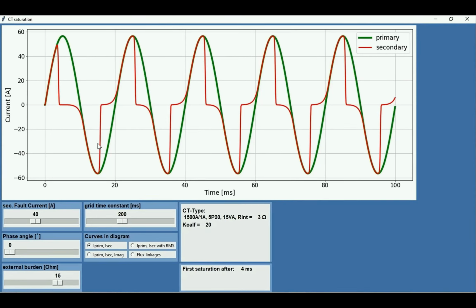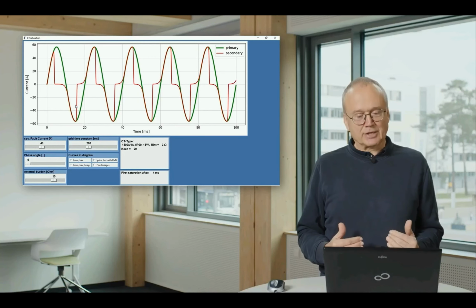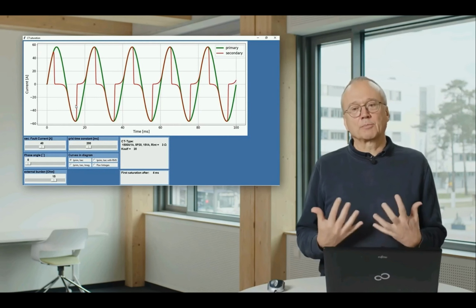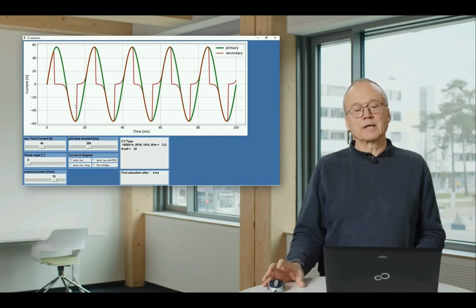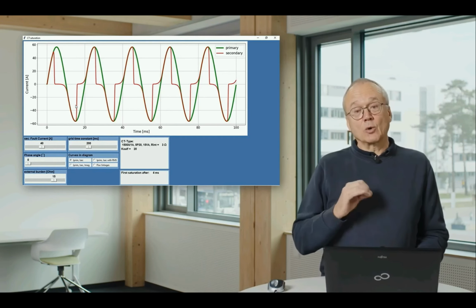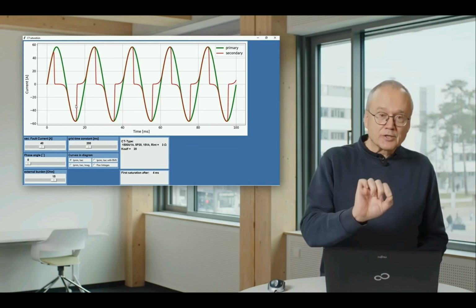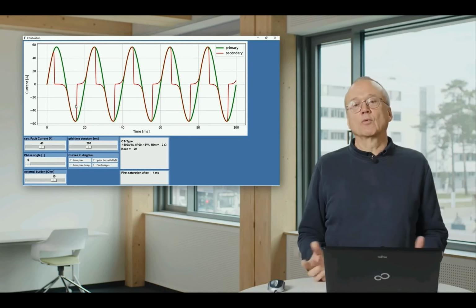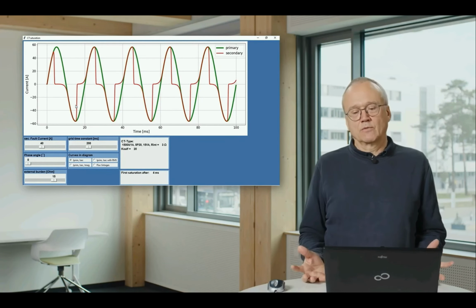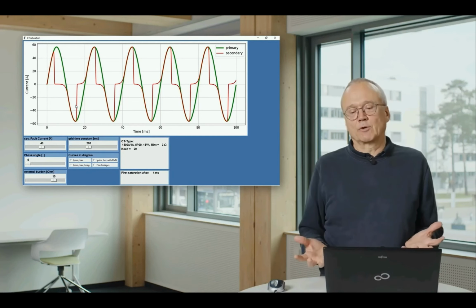Of course, we in protection are not really interested in these curves. They are distorted, it's not nice, but we are interested in protection functions, in that the protection relays work properly. So one question is now, if an overcurrent relay receives such a disturbed curve, what is it going to do with it? What current will it calculate from that?